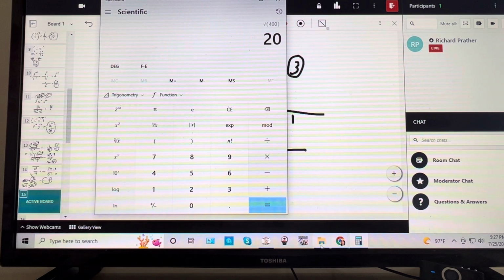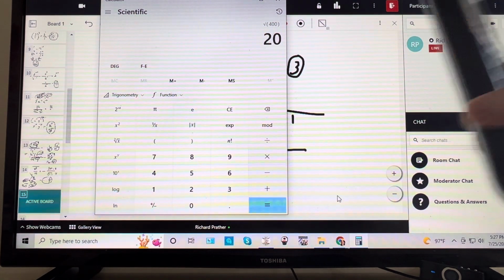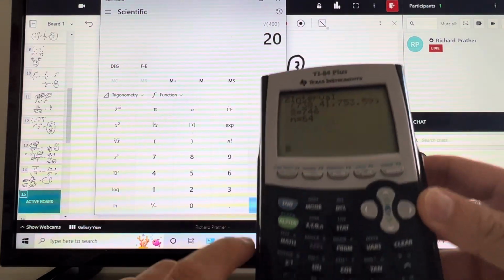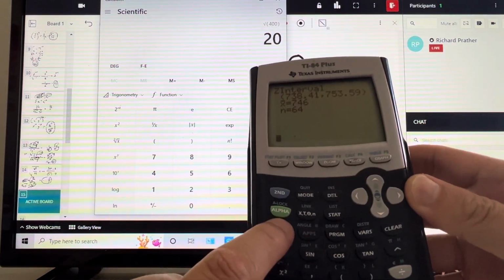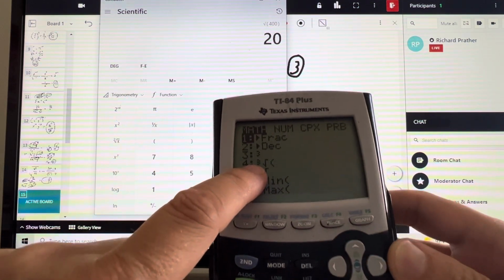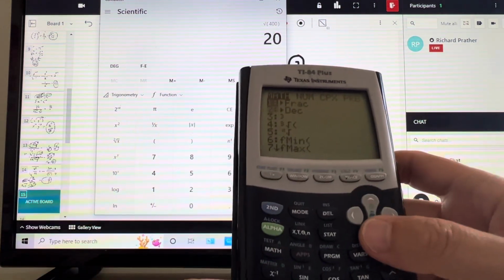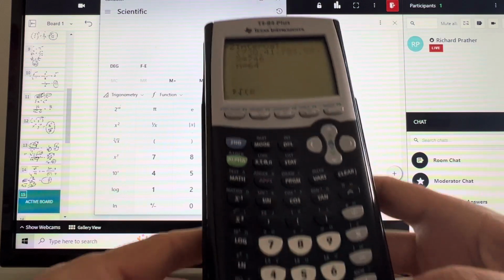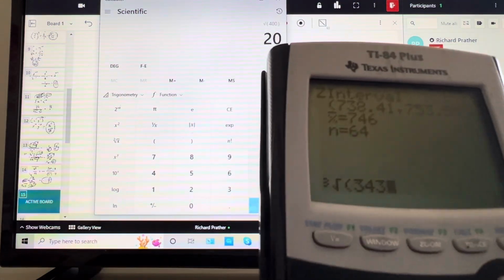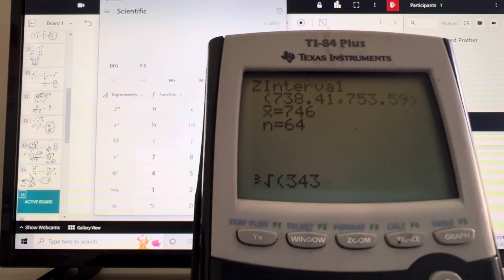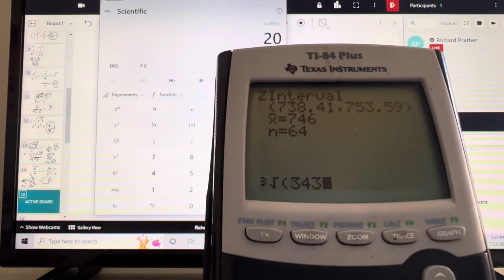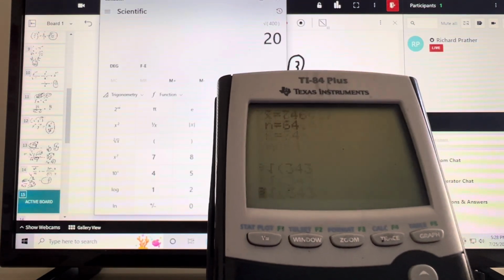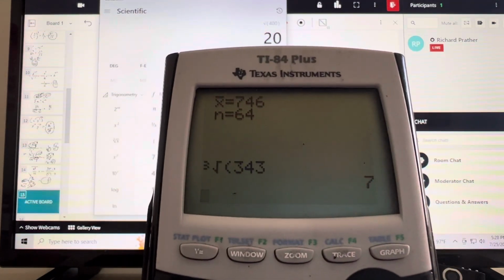Does this calculator have cube roots? Square root? I don't think it has cube root. Okay, but I do have a calculator that has a cube root feature. In this calculator, if I press the math button, there's a cube root right there. So I can go down to cube root and tell it 343, cube root of 343. And I just want to see, does it come out exactly? If it comes out exactly, we're good. If it doesn't, then we got to worry about what to do. But it does come out exactly to 7.